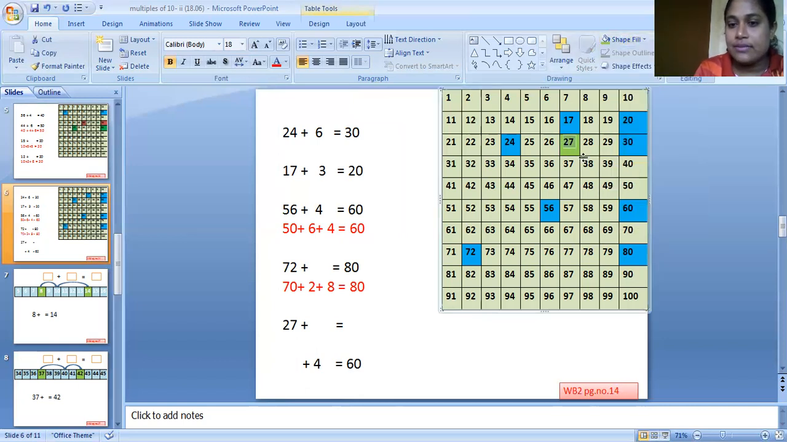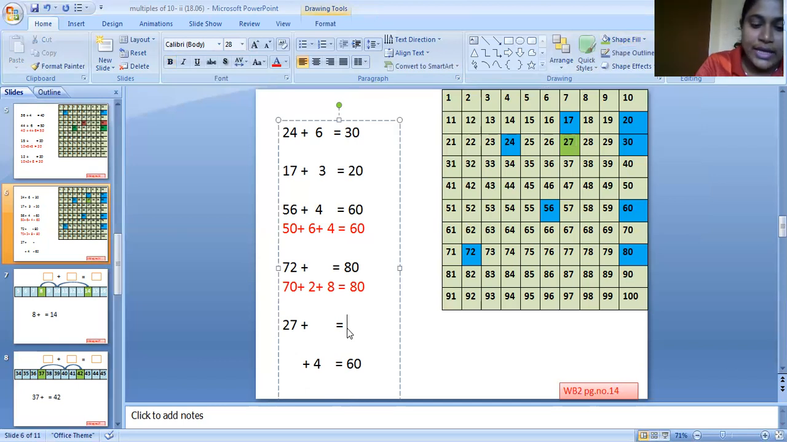And what is the next complement to 27? When we are moving forward along this row, we need 30. So first we should write 30 and we should count the gap in between these two numbers to fill the blank. 1, 2, it is 3. And also here we can say 7 plus 3 is equal to 10 and 10 plus 20 is equal to 30.